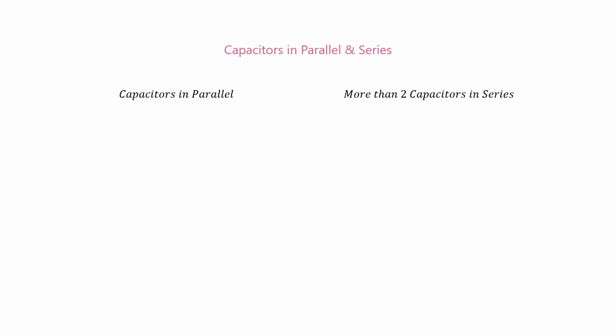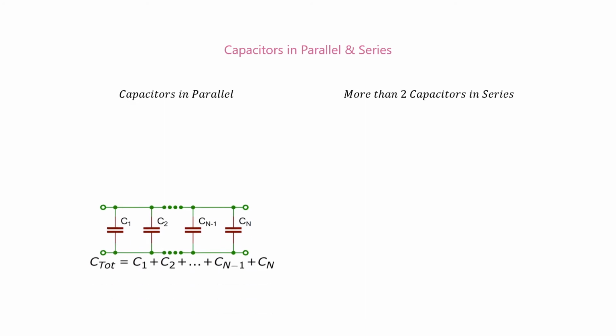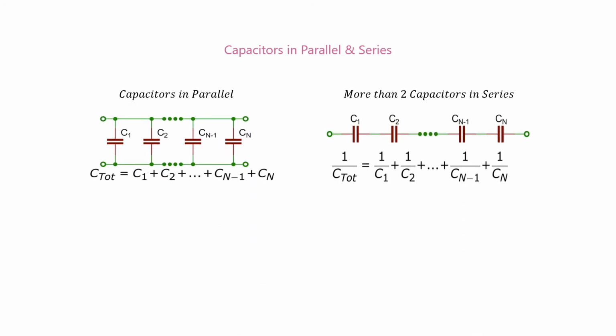Just like resistors, capacitors can be connected in both parallel and series. To find the total capacitance of capacitors connected in parallel, we just sum up all the capacitance values. In the example shown here, given two capacitors connected in parallel with both 10 microfarads, we just add them up together, giving us a total of 20 microfarads.